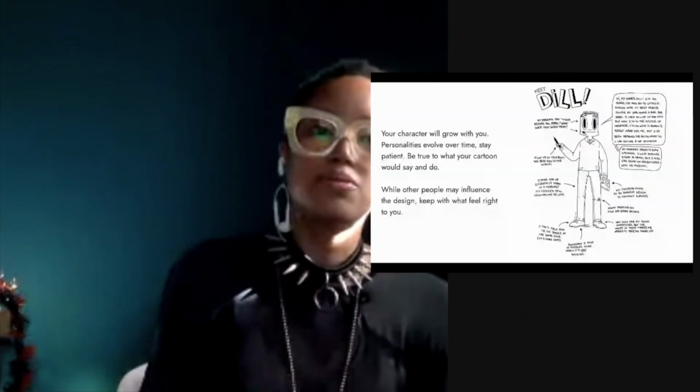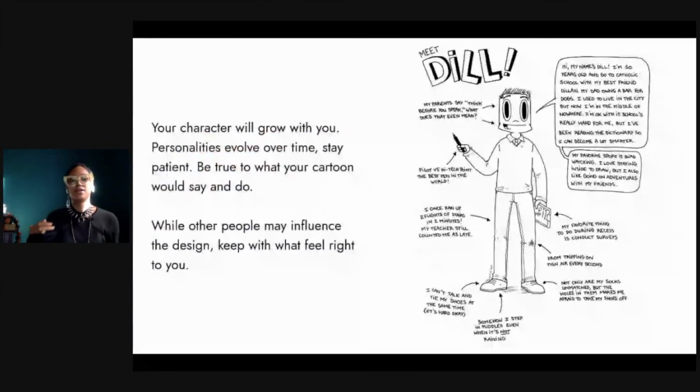Your character will grow with you. Personalities evolve over time. So the important thing here: Dill is, technically speaking, 21 years old. He has been a character for a very long time, but most importantly, I was drawing him every day. So he has changed a lot over time while still being himself, because I grew up with him. It's almost like he was a friend, and I grew up with him.